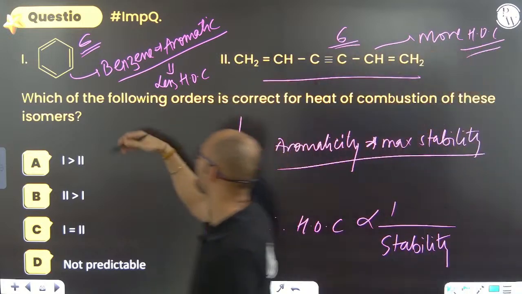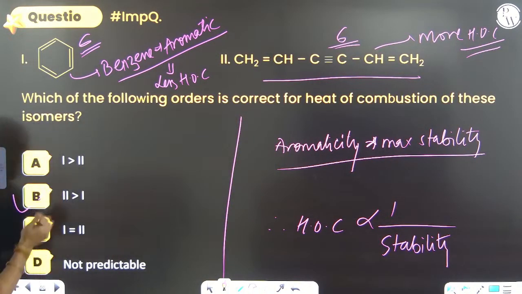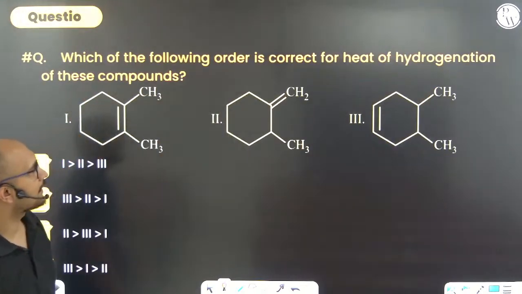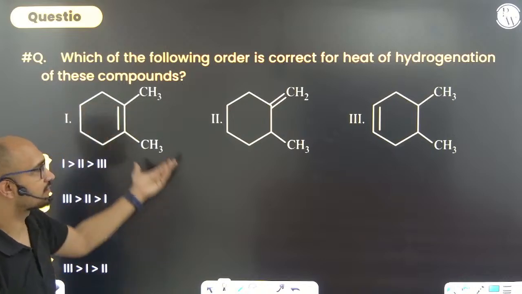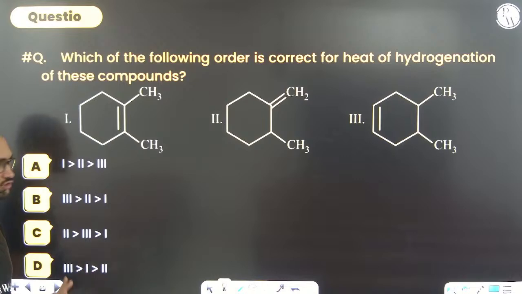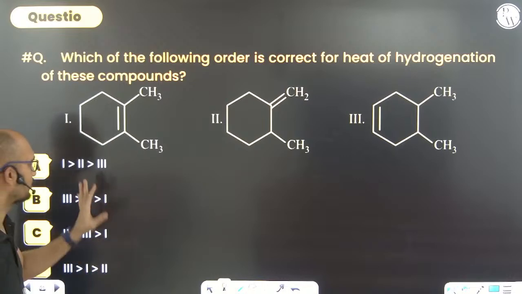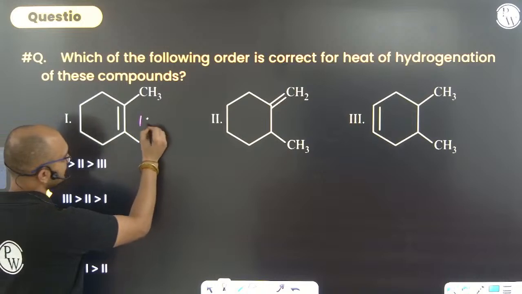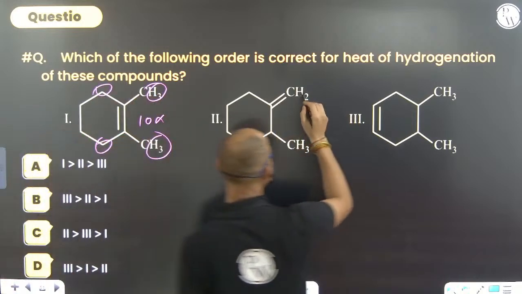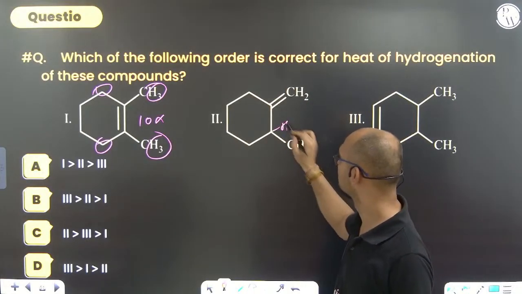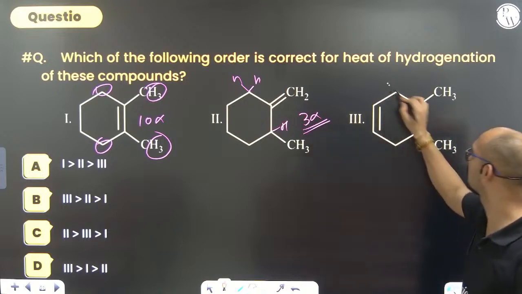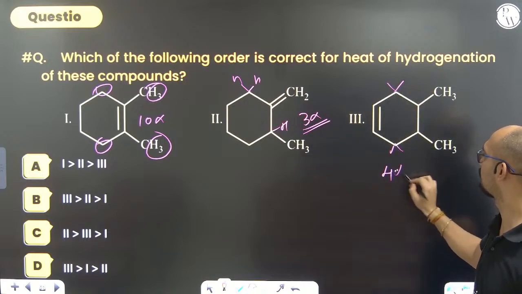So 1 2 is more than 1. Option B. Let's move ahead. Which of the following orders is correct for the heat of hydrogenation of these compounds? I hope you can see that where the number of alpha hydrogens is more, the compound is more stable. I hope you can now do such questions easily. Again I'm directly doing it here: 6 4. Here how many are there? Alpha carbon 1 2, so it is 3 alpha hydrogens. Here 2 2, so 4 alpha hydrogens.